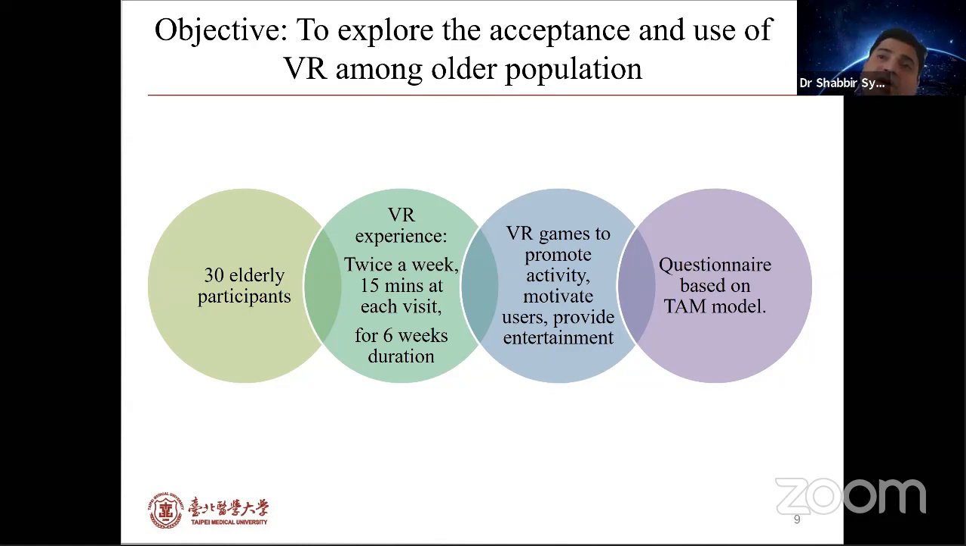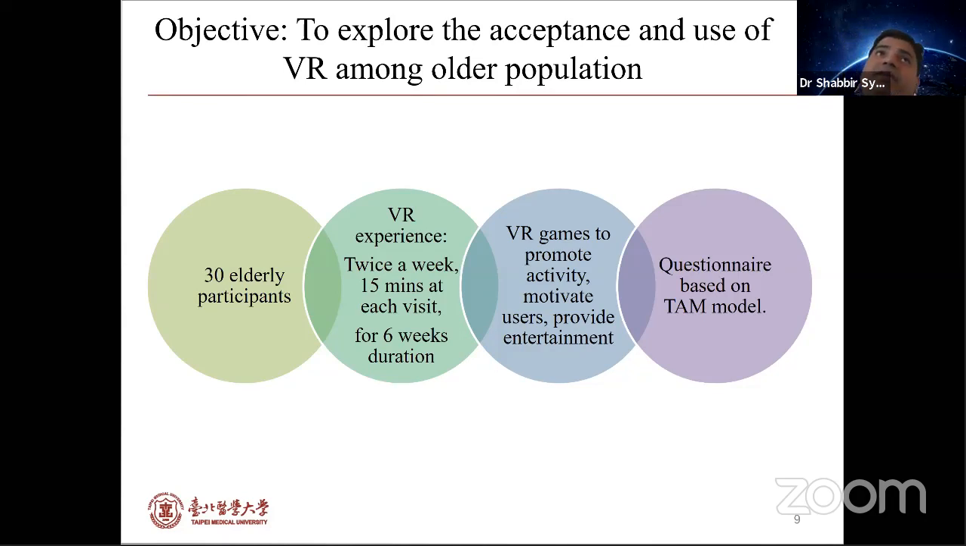We selected around 30 elderly patients, and then we did VR experiments twice a week, like 15 minutes at each visit for 6 weeks duration. And then we give them some VR games to promote and motivate their physical activity, and provide entertainment.